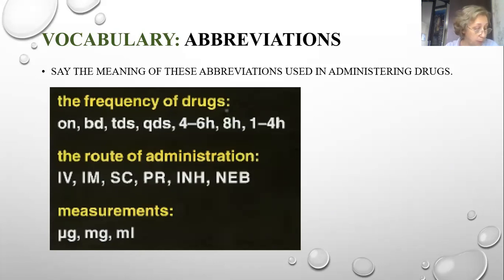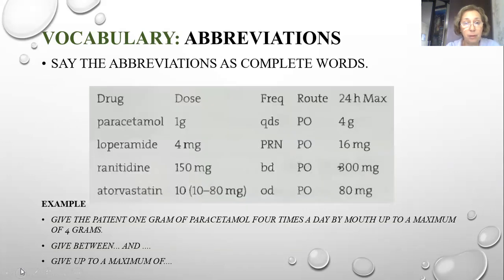Thank you. And Ayman, please. Ma'am, the next one is measurements. First is microgram, second is mg, that is milligrams, and third is ml, that is milliliters. Okay, great. So we understand these abbreviations, and it will be useful in the next task.